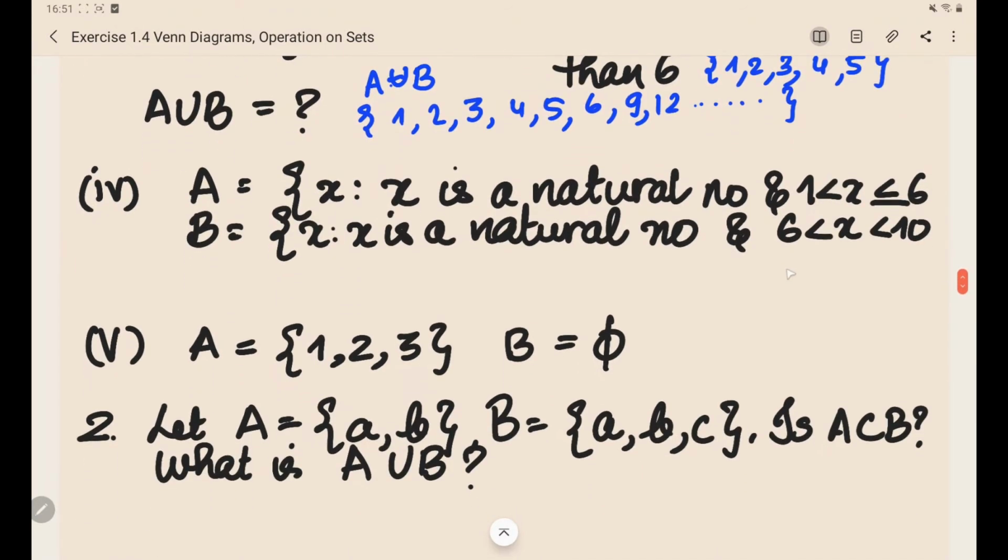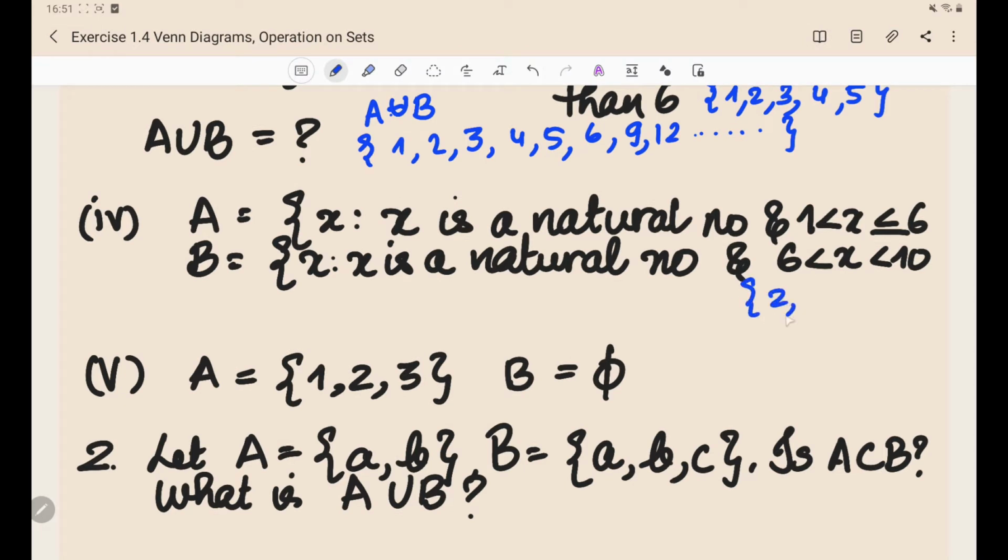Now let's discuss the fourth part. A is the set of x such that x is a natural number and 1 < x < 6. So what are the elements? It is with equal to, so A's elements are 2, 3, 4, 5 and 6, right? And what are the elements of B? 7, 8 and 9. 6 and 10 are not included because the interval is written without equal to, so these elements do not belong to this interval. So it is an open interval, and in the above question you can see a closed interval.